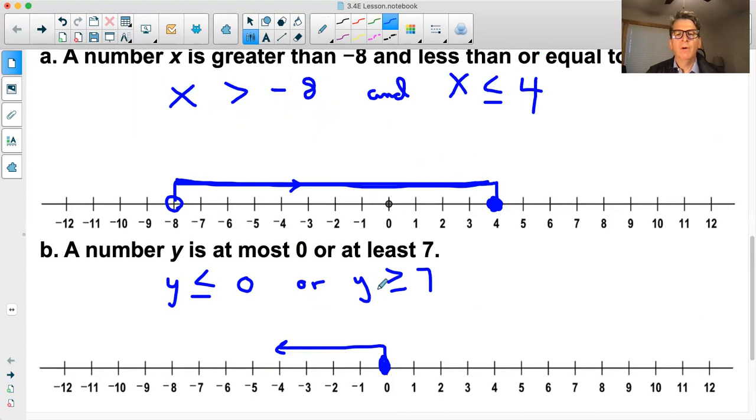So, or y is greater than or equal to 7. So we go to 7. We are going to have a dot at 7, and then we're going to head out towards the right because it's greater than or equal to 7. So it's an or part. So we're going to show them both solutions.